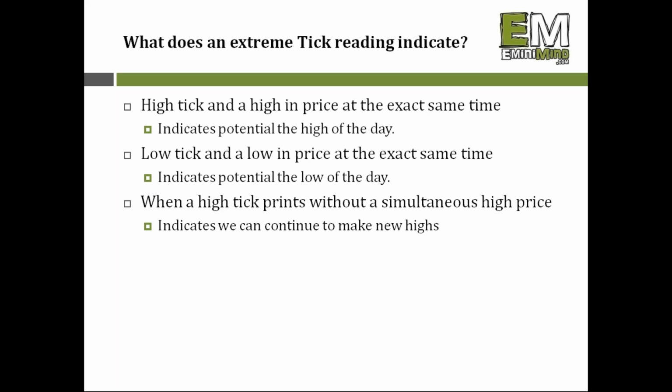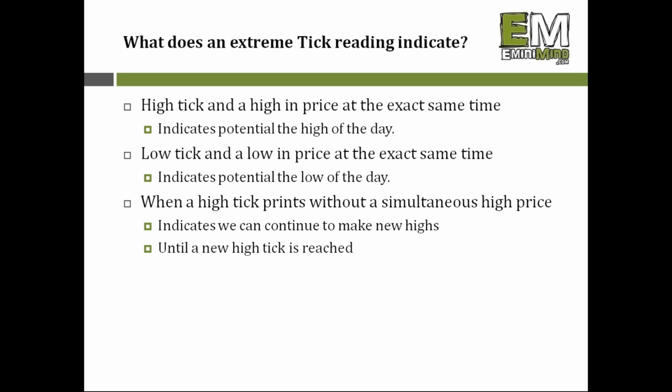But when we're in a trending day, you'll get a high tick print, say plus 900, plus 1,000, and then following that, maybe 30 seconds later or within a couple seconds even, you get a new high price. And so when you get a high tick that doesn't line up with high price, then you can just continue to make new highs, and that's a sign that you don't want to be fading highs. You don't want to be trying to buy lows, catching that falling knife.